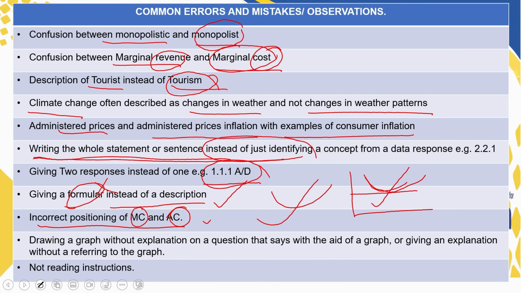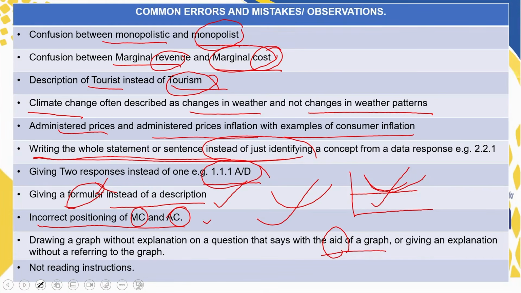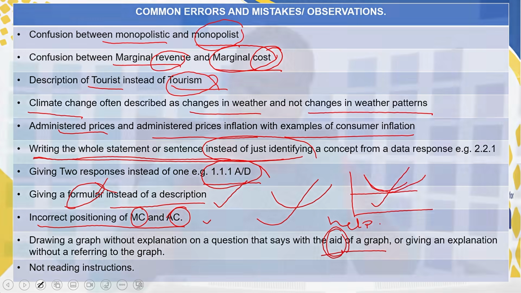Another common mistake is whereby the question is asking for drawing and for using a graph. With the aid of a graph, explain a certain concept, minimum price, maximum price, with the aid of a graph. Now, the common thing is to draw the graph and leave it. Once you draw the graph and leave it, the question is saying with the aid. Once you see the word aid, know that it means help. So you are not just drawing the graph. You are drawing the graph and using the graph to help you with the explanation.